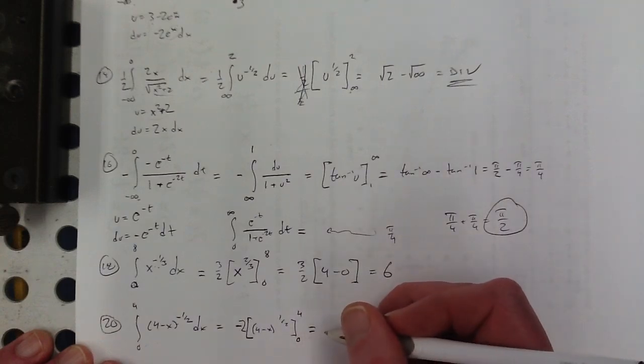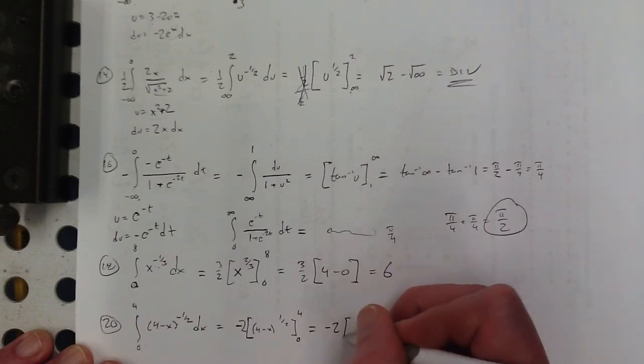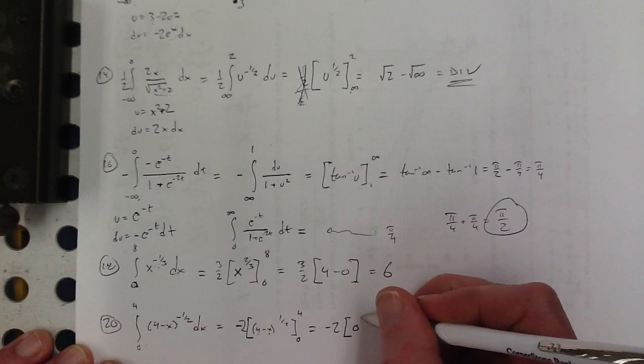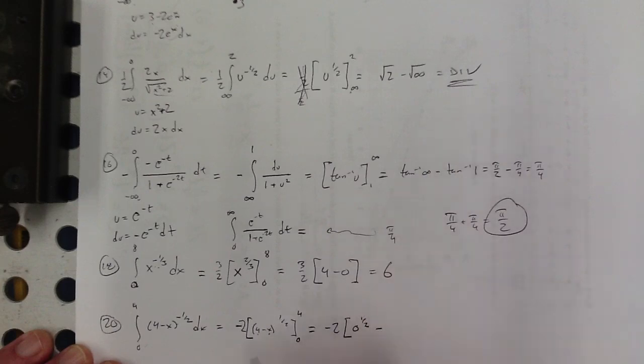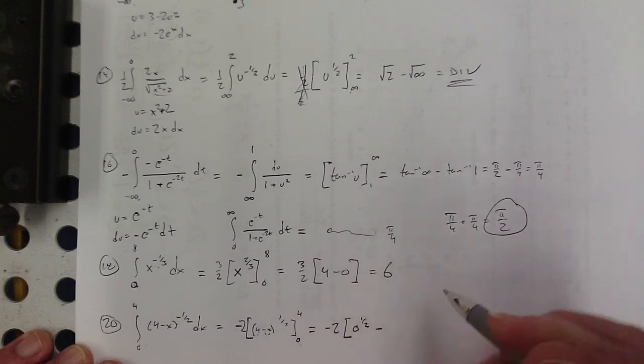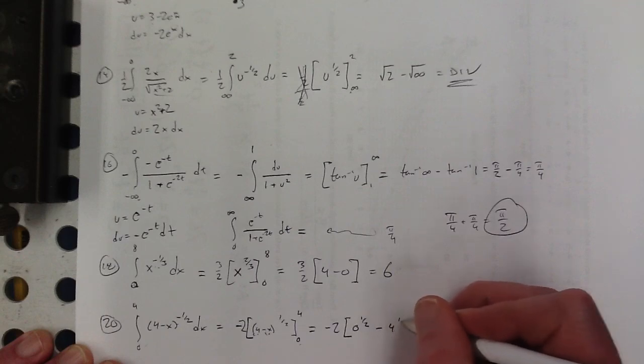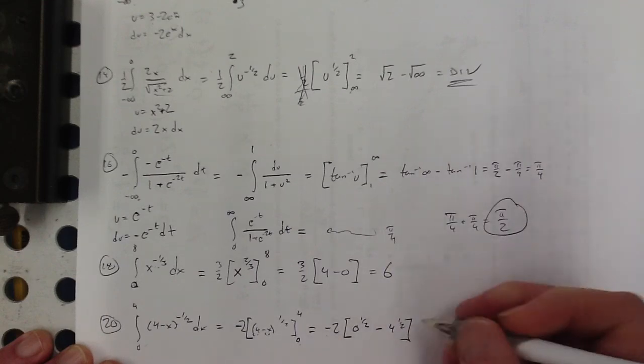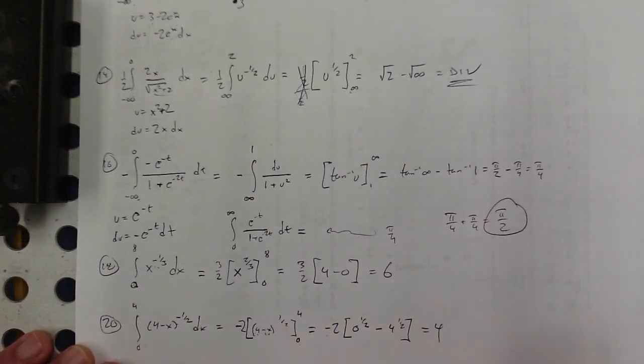All right, so we have 4 minus 4 is 0 to the 1/2, minus 4 minus 0 is 4 to the 1/2, which is 2. So that's negative 2 times negative 2, which is 4.